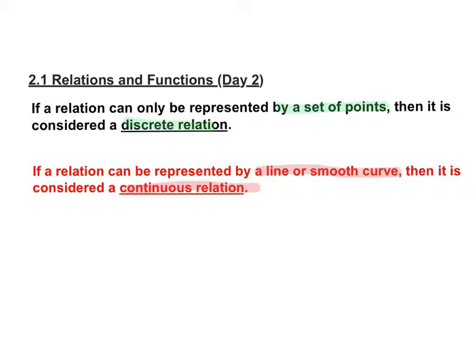Now, one of the things that you're going to have to do in your homework is to determine if a relation is discrete or continuous. And you're going to have to do some graphing, and the way that you're going to tell is whether or not it makes sense to connect those points. Moving on.